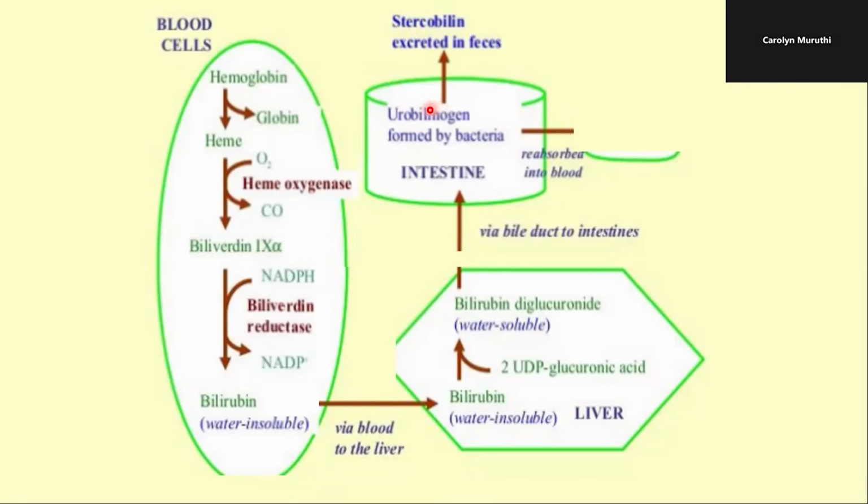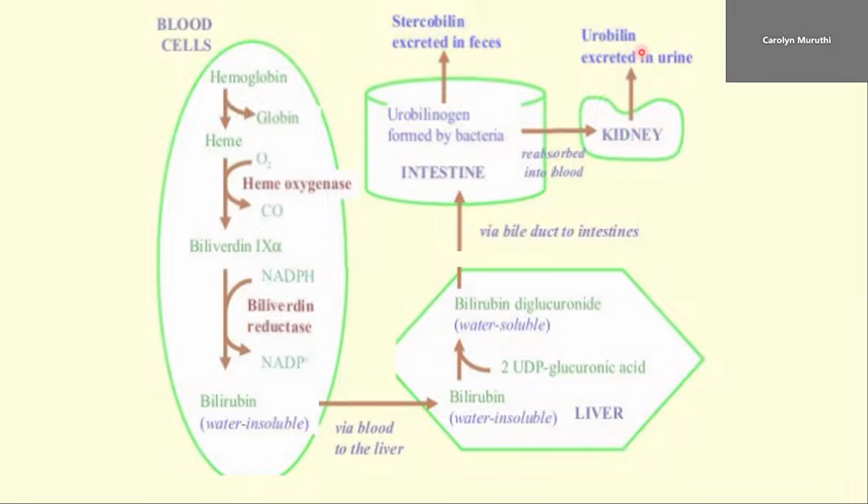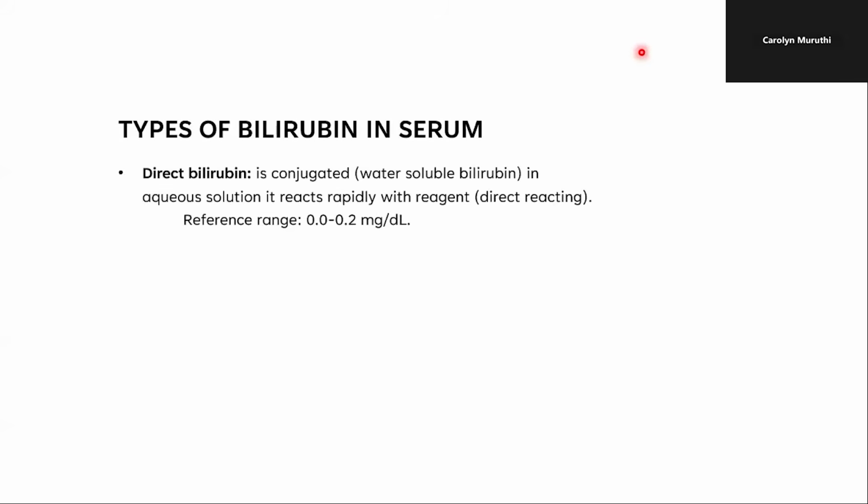Some urobilinogen will be reabsorbed into the blood and taken to the kidney as urobilin. So it will be excreted in the urine as urobilin, and this is what gives urine its yellow color. So we have types of bilirubin.